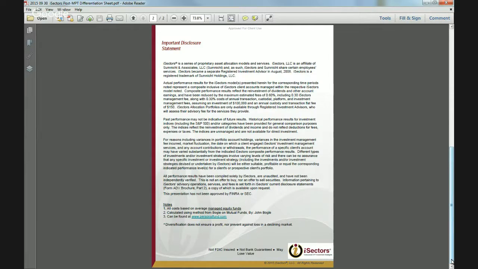Question 1: what kind of gold ETFs are used in the model? Good question. We use the gold stock ETF. We don't use the gold bullion ETF. It's the gold stock ETF.